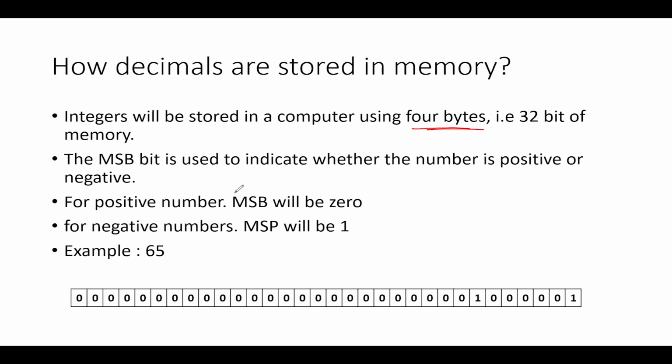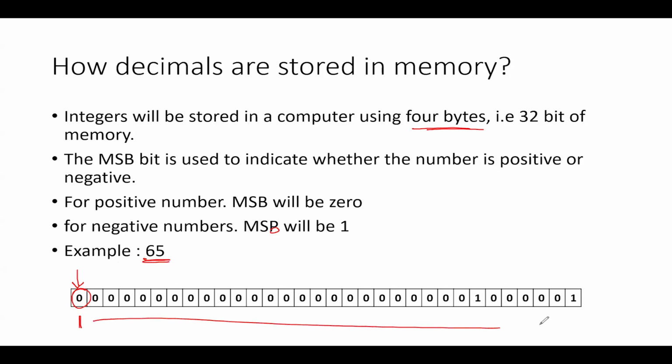The MSB, that is the most significant bit, is used to represent whether it is a positive number or a negative number. 0 indicates that it is a positive number, and if it is 1, it indicates that it is a negative number. In this case, I have given you an example of 65.